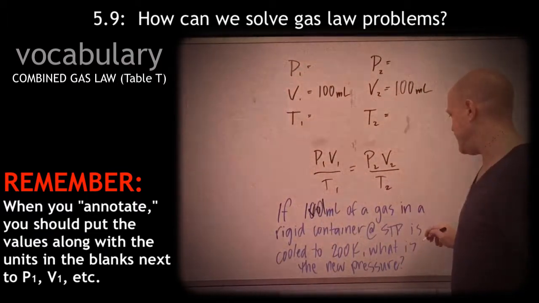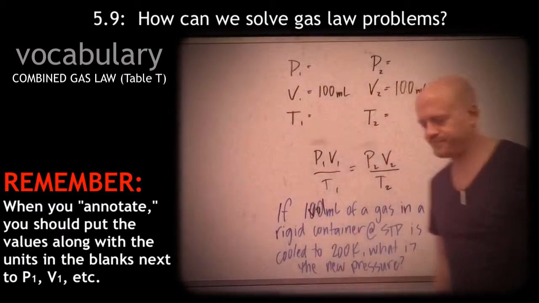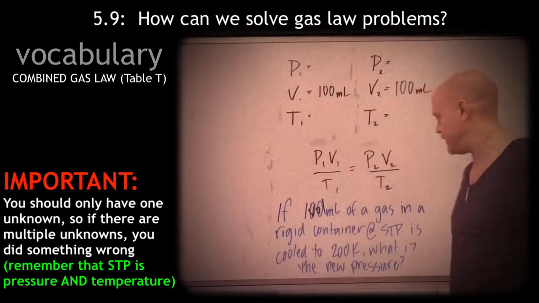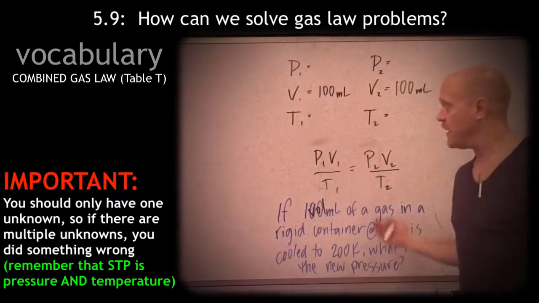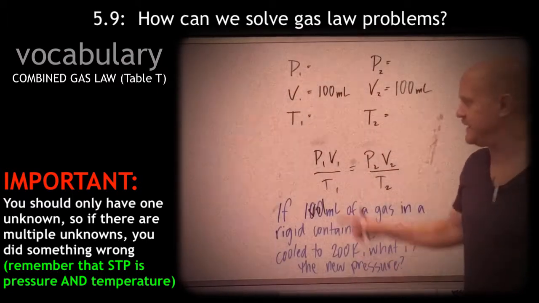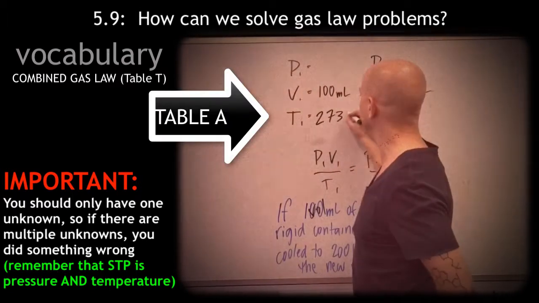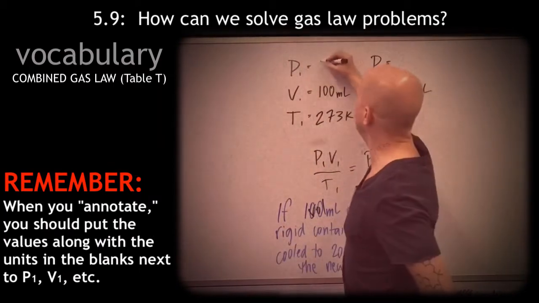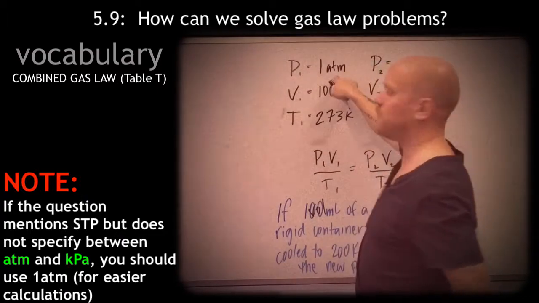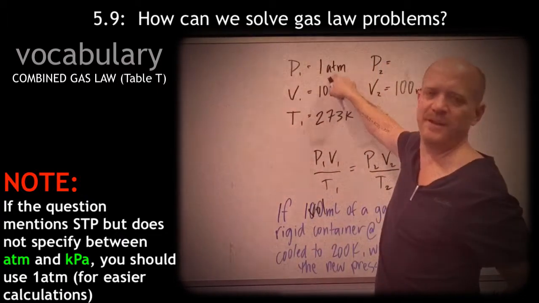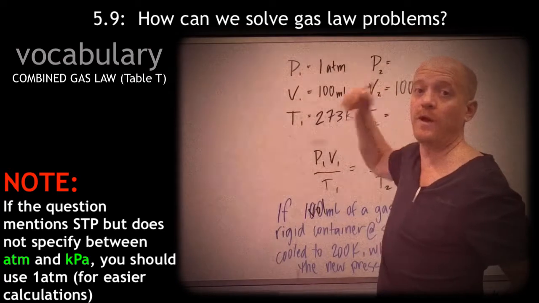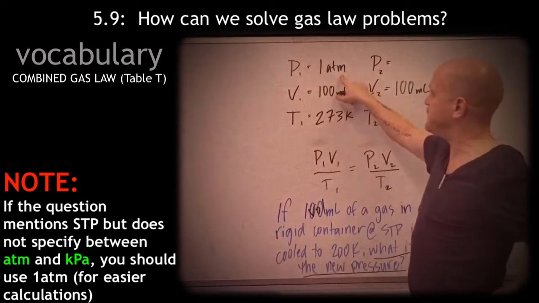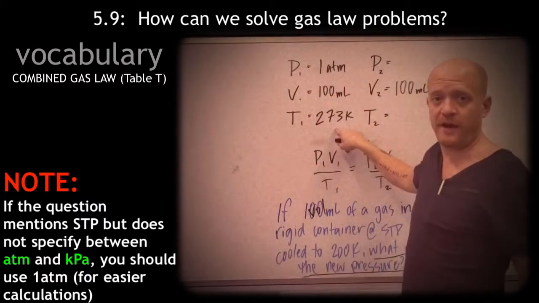Now if I look down here and read through this, you'll notice that it says it is at STP before it is cooled. So if the initial condition is STP, the standard temperature is 273. I also recommend you write the units in here. And finally, the pressure is 1 atmosphere. If they don't give you a pressure, use 1 atmosphere because it's much easier to calculate than writing 101.3 kilopascals. So when it says STP, we know it has to be 1 atmosphere and 273 Kelvin.